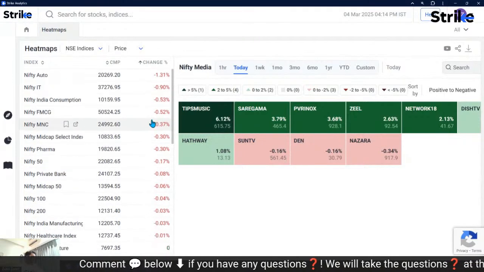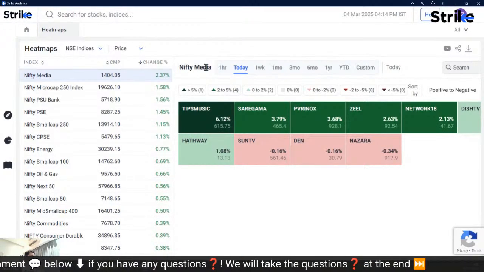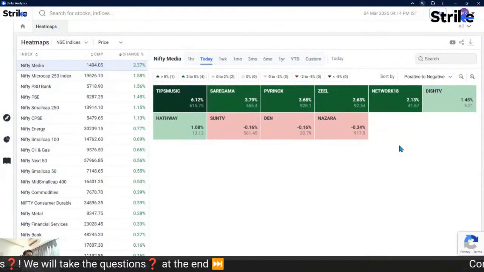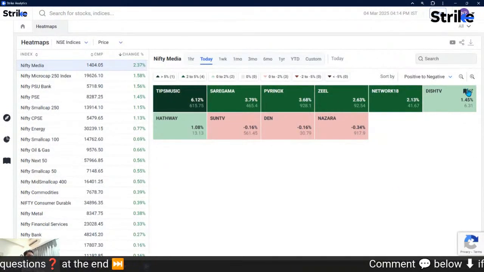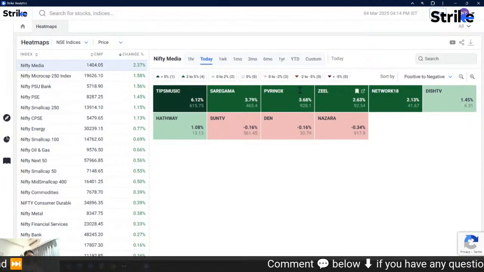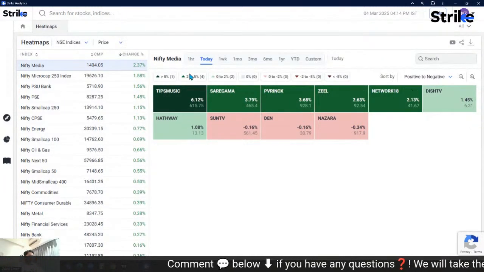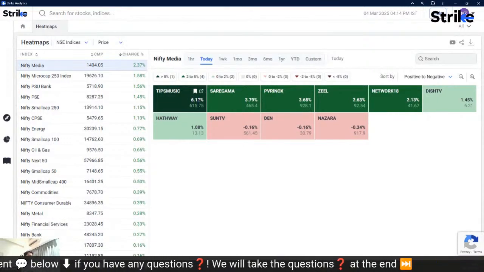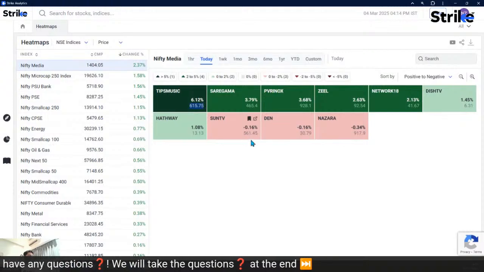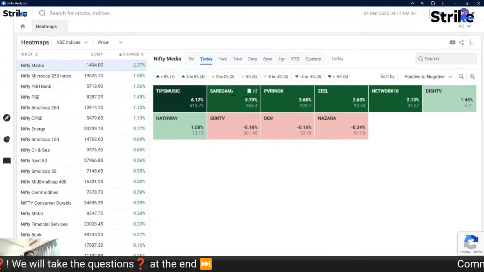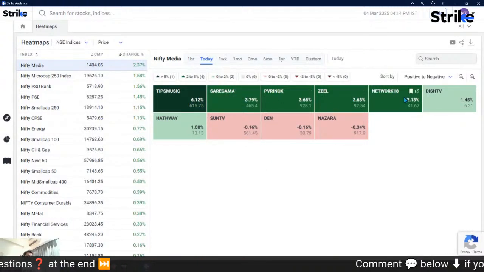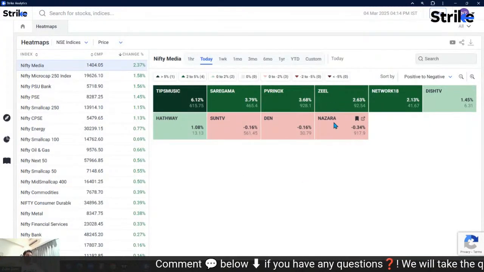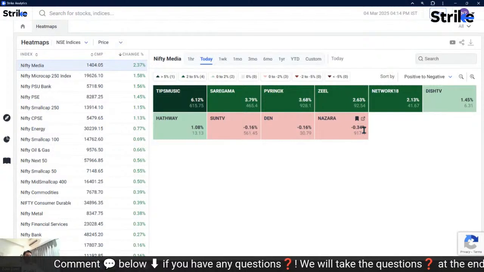Now, if you click on media, a heat map list will open up on the right-hand side, which will have all the media stocks, color coded. So Tips Music was up the most today, up by 6%. Its current market price, closing price, was 615.75, followed by Saregama, PVR, Z Network, Dish TV. And the worst hit in the media was Nazara, which was down by 0.34.